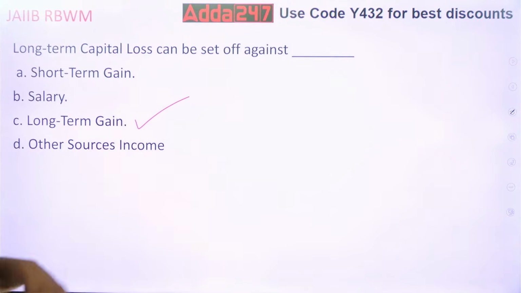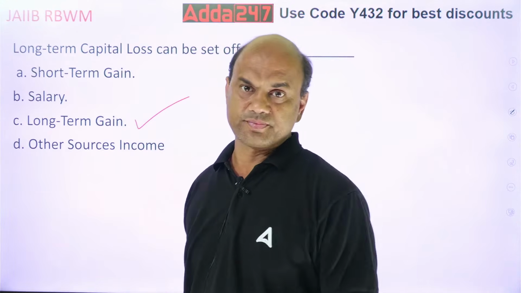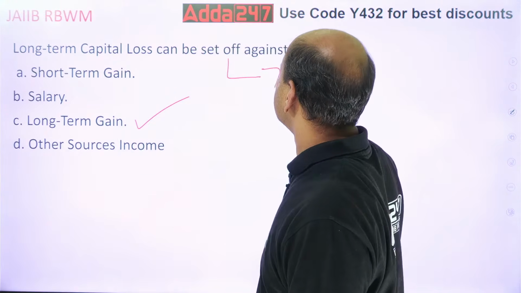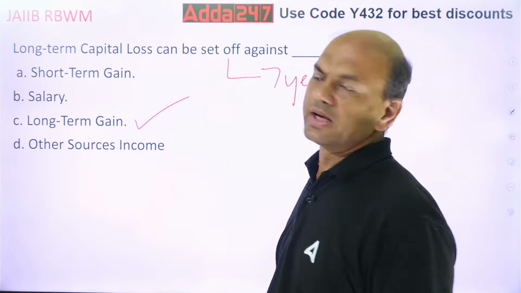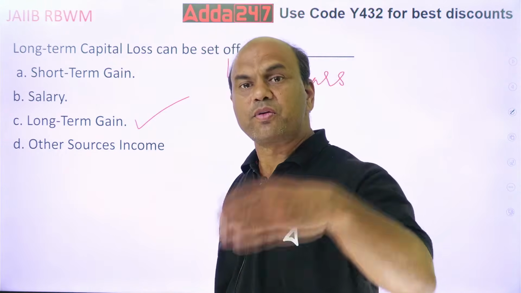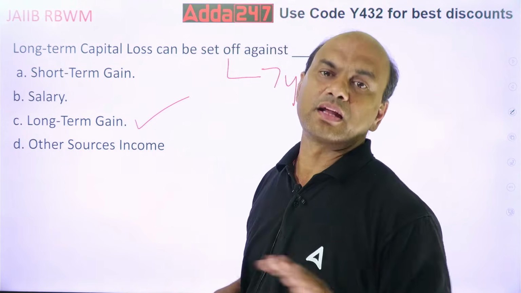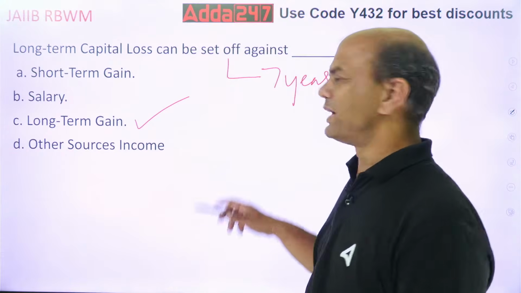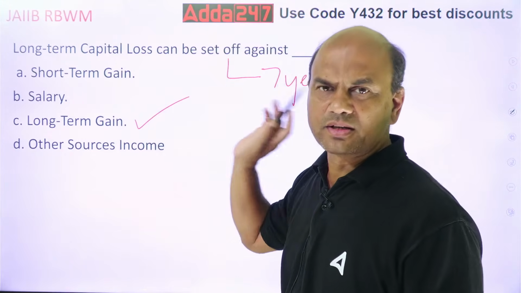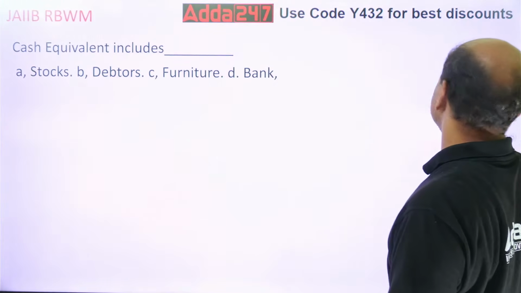For how many years? Do you know how many years we can carry forward the long-term loss? This loss can be carried forward for 7 years. 7 years, kindly note. If I am having a long-term capital loss, I can carry it forward for 7 years. Within 7 years, I can adjust it anytime. Okay? This will be asked in exam. So, loss can be set off against gain. Clear? But remember, 7 years you can continue.